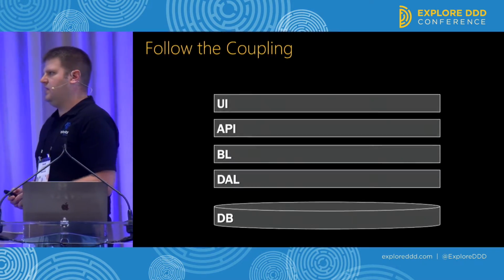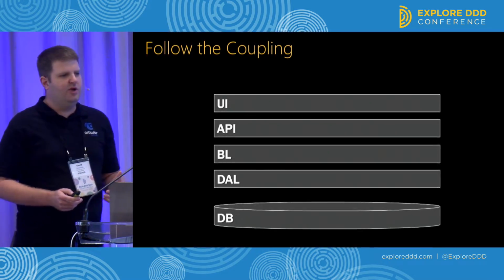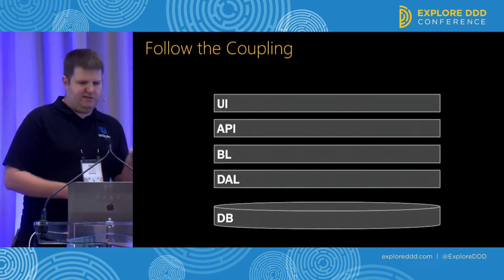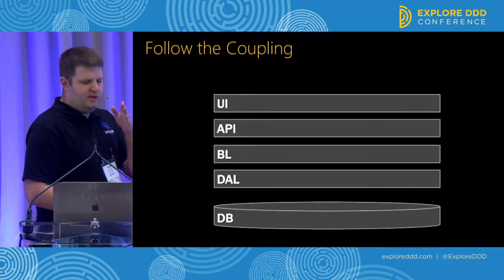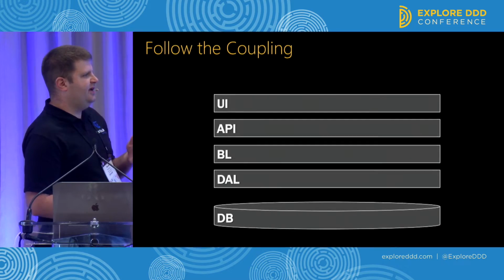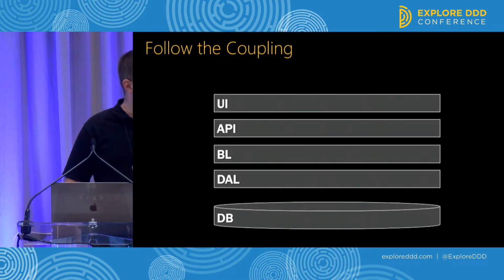So let's think about this again. What if we were to flip the tables on this? What if we decided, you know what, we don't need to do all of this horizontal coupling. What if we take a look at our UI and say that there are things that go from the UI all the way down to the database that are cohesive anyway?